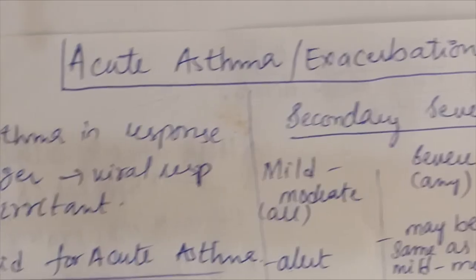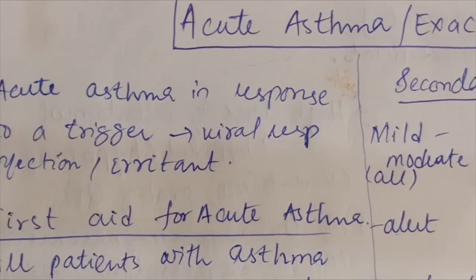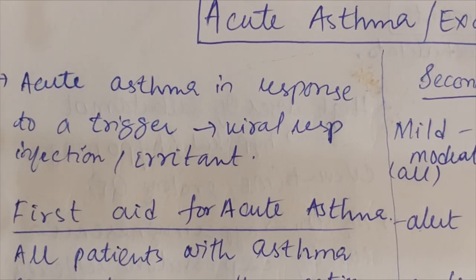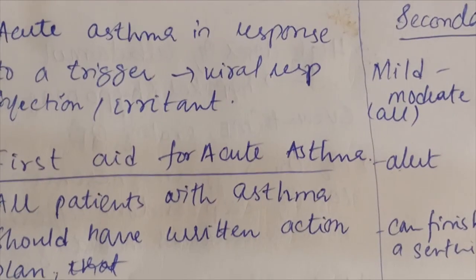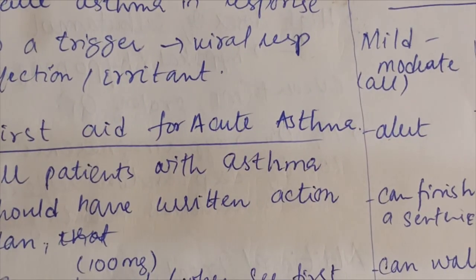So starting with that, acute asthma occurs in response to certain triggers. This can be a viral respiratory infection, or any irritant that has aggravated the asthma symptoms. When the patient comes to you with acute asthma exacerbation, we are going to give him first aid for acute asthma. First aid for acute asthma can be given at home.